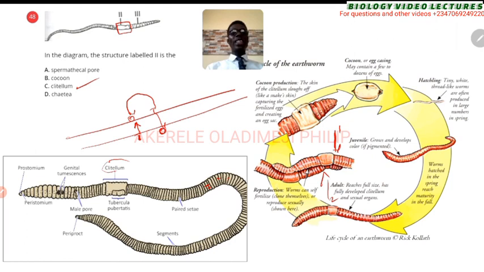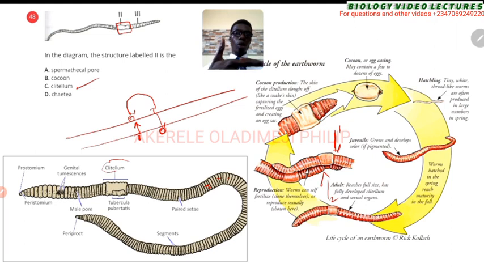Monoecious means it has both sexes on the same organism at the same time, the male and female gonads on the same organism. All right, so it can't carry out self-fertilization because of the way it is positioned. That's why they need to come together. All right.